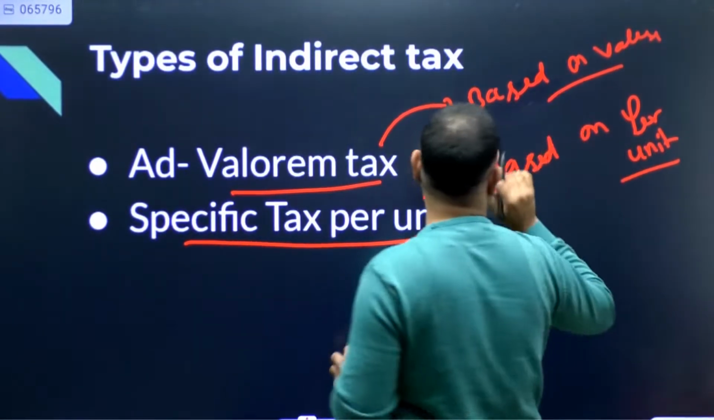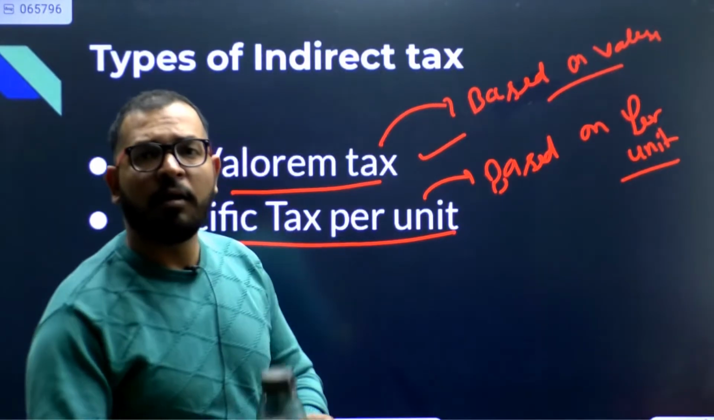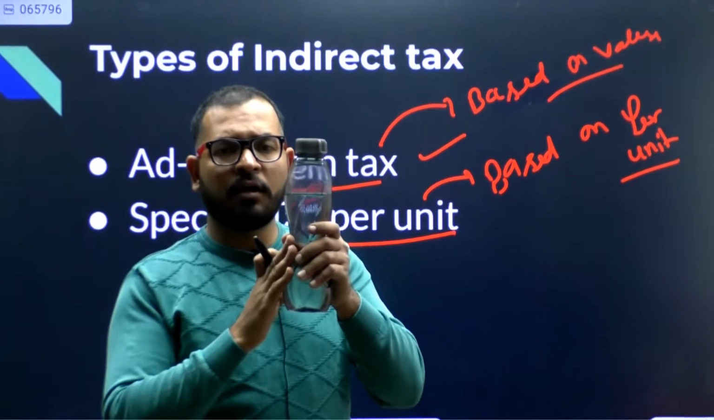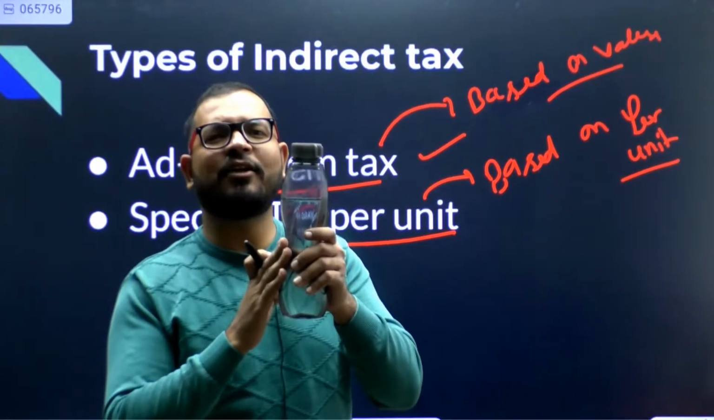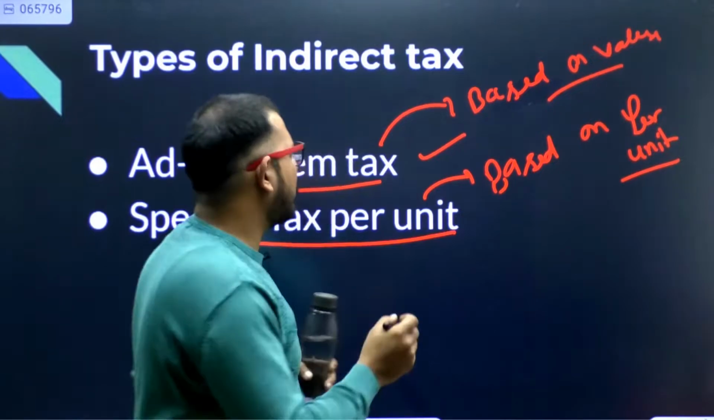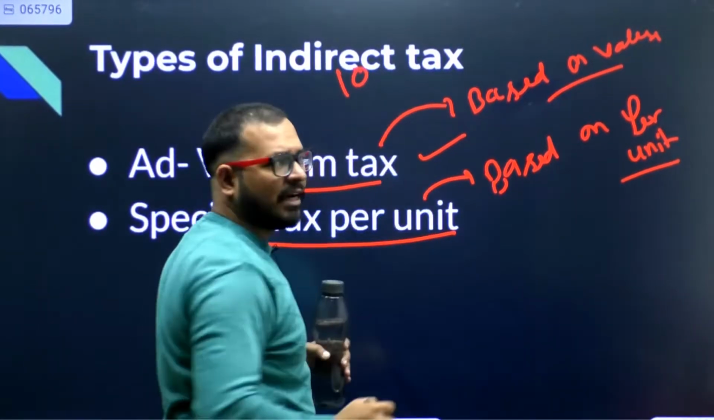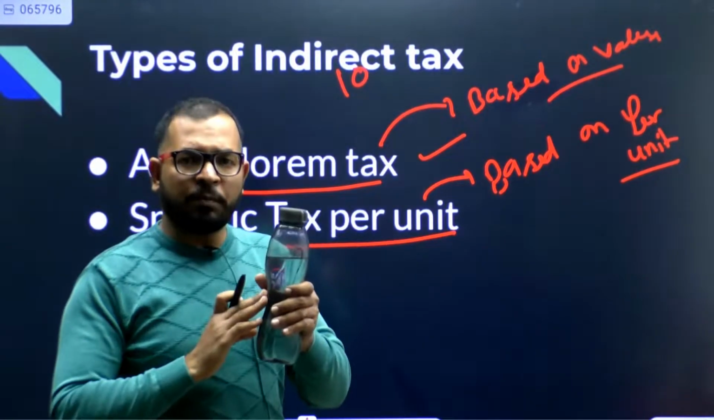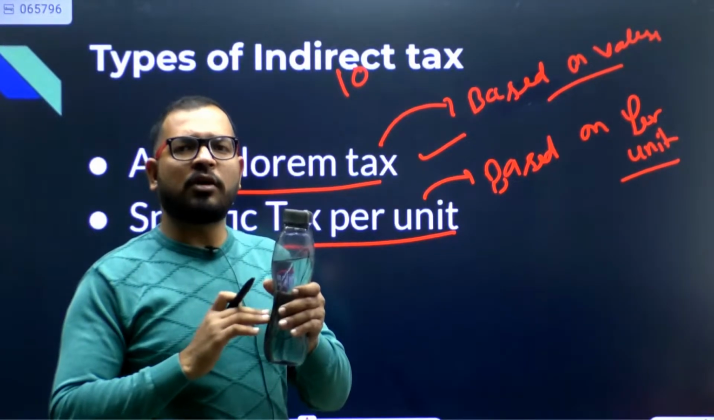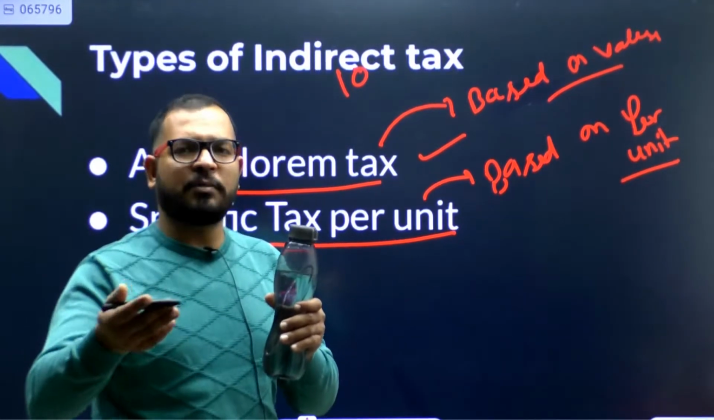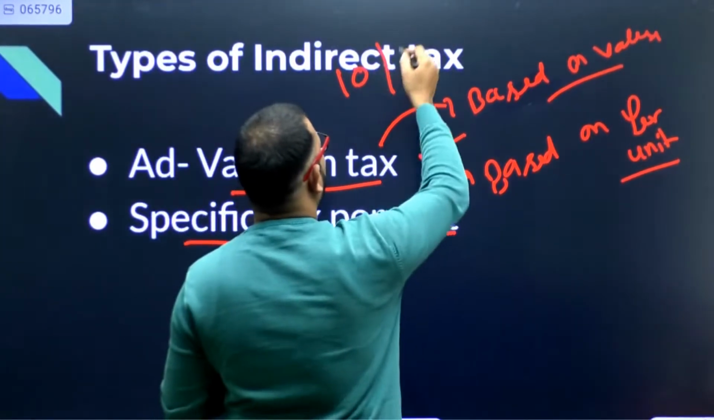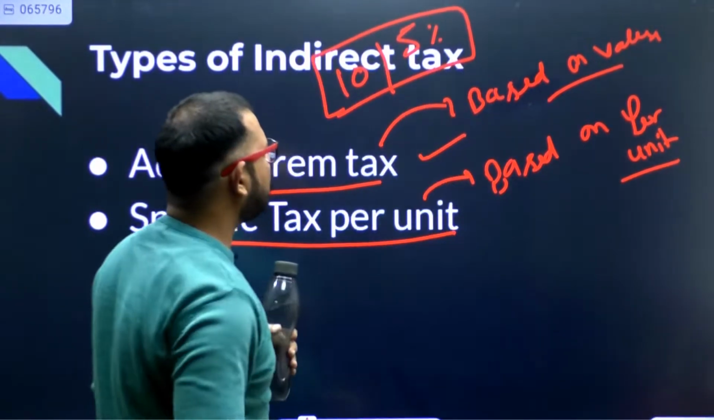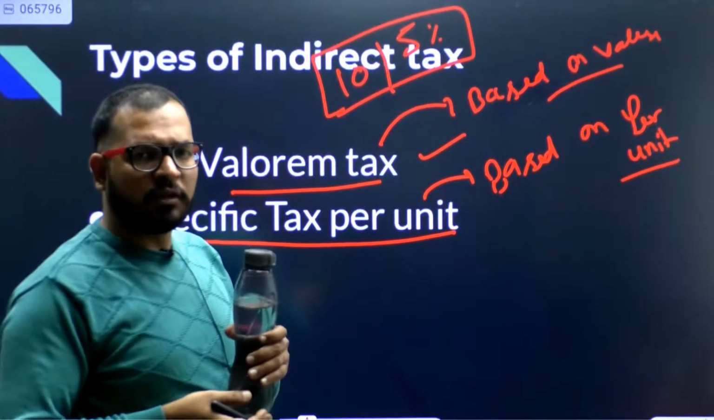Okay, wait, what is this? Let's say my bottle is of 10 rupees. So the government has said that a 10 rupees bottle has to be taxed 5%. Or let's say it has also been given.